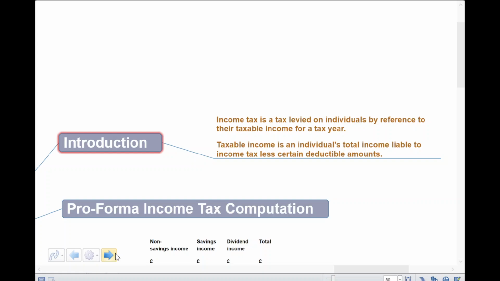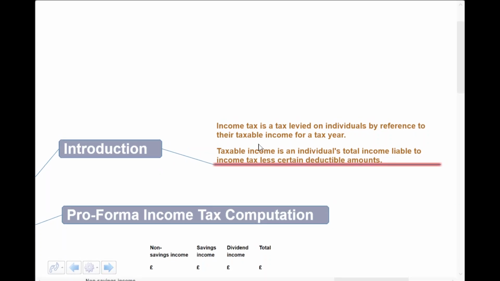What are we talking about when we say an income tax computation? Well, we know from Chapter 1 that income tax is levied on individuals. Now, it's levied by reference to their taxable income for the tax year. Remember, the tax year for individuals is 6th of April to the 5th of April, okay? Now, what do we mean by taxable income? Well, we mean the total income less certain deductible amounts, okay?